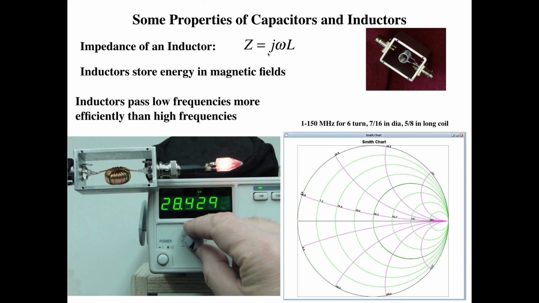And at low frequency, it should have low impedance, and at high frequency, it should have high impedance. We have a similar setup here. We have an inductor hooked up to our frequency generator, and a light bulb to be the current indicator. And we'll again start off at low frequency and ramp up the frequency and see what happens.